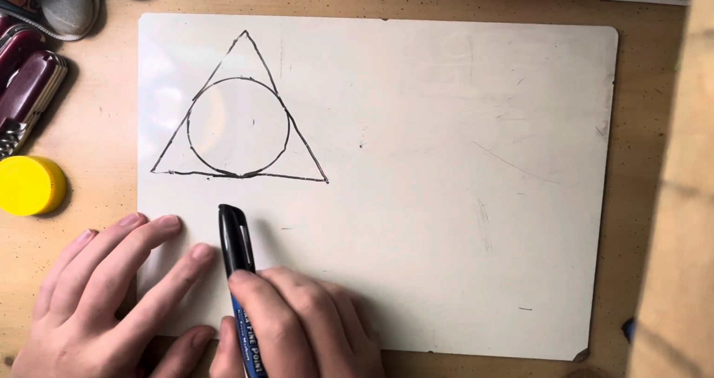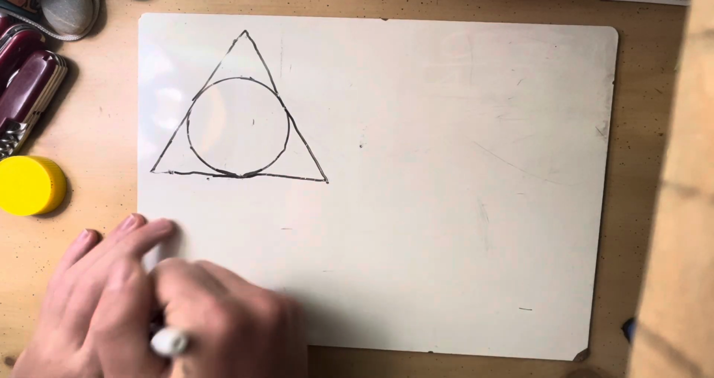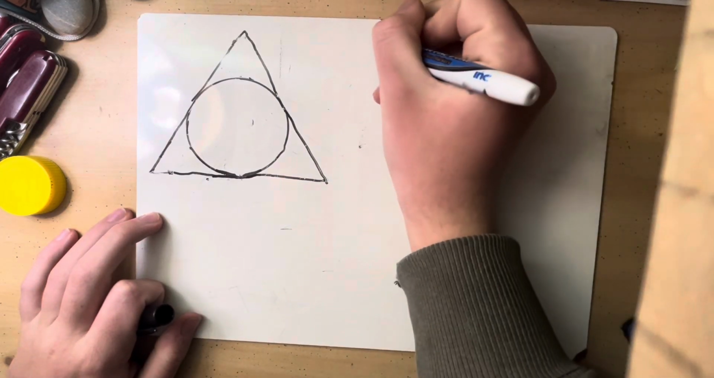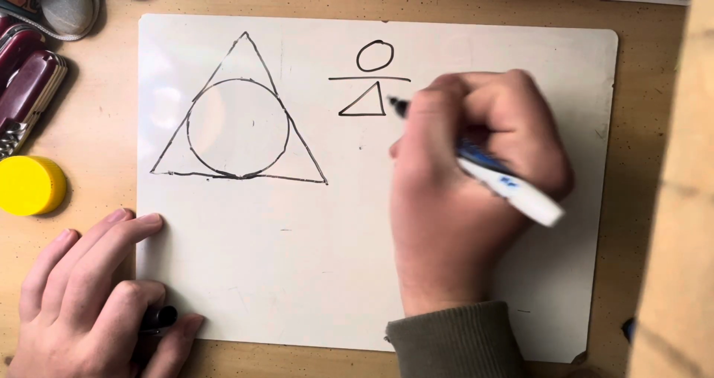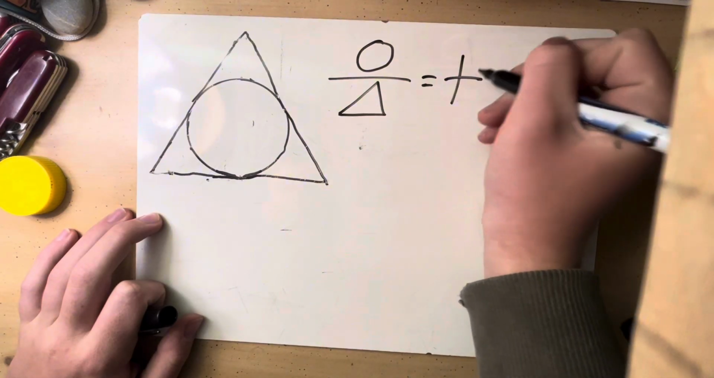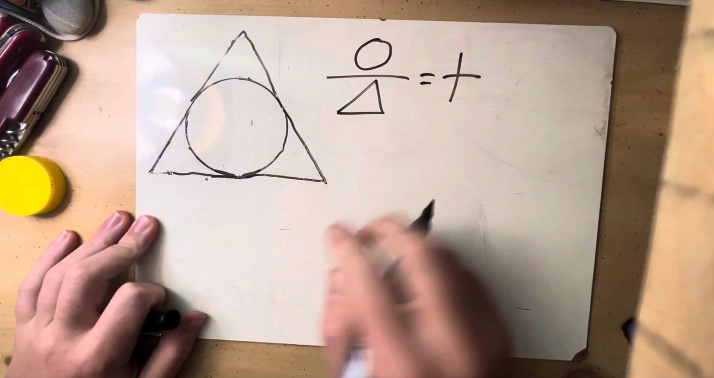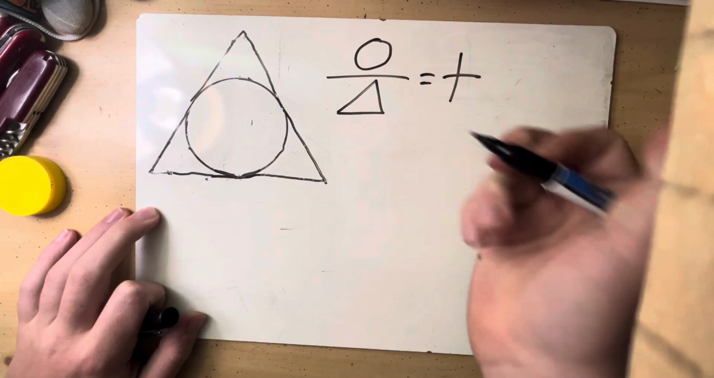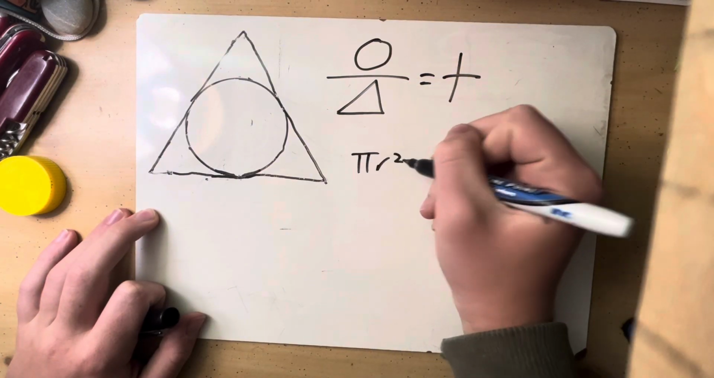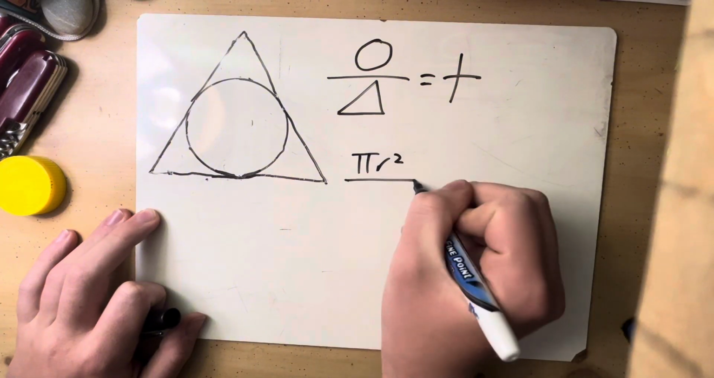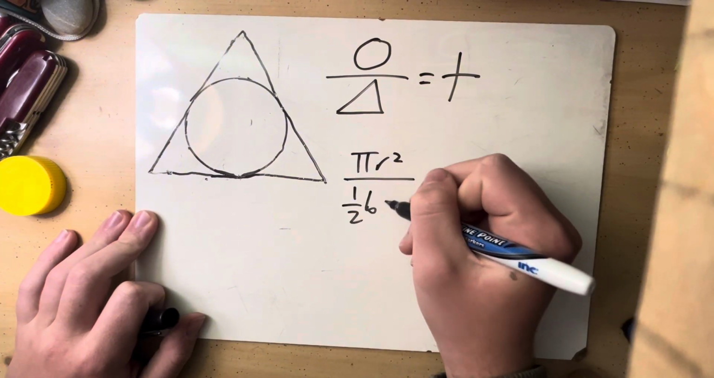So let's say we have an equilateral triangle and its incircle. What is the ratio between the area of the incircle and the triangle? I'll just call it T. Well, let's find out. So we know that the area of a circle is represented with this formula, pi r squared. And then the area of a triangle is going to be 1/2 base times height.